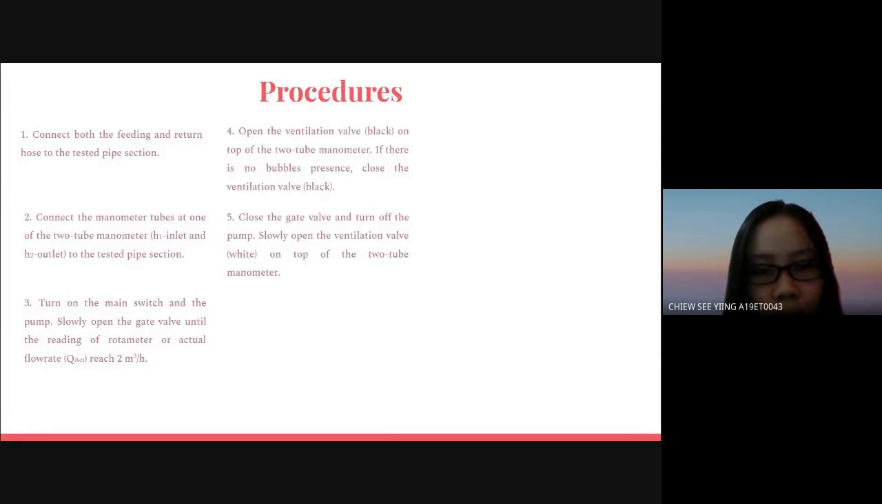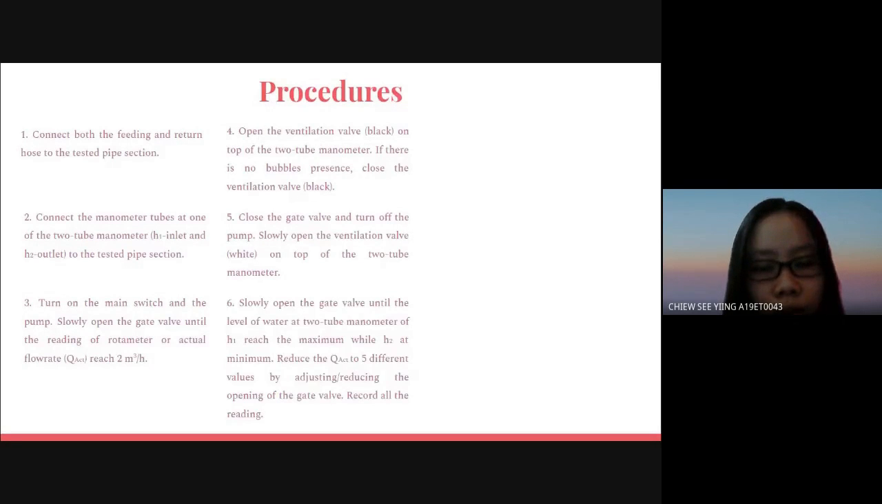Moreover, the white color ventilation valve on the top of the tube manometer is opened slowly until the preset minimum reading of the tube manometer reaches 25 mm for galvanized steel, 1 mm for copper pipe, 20 mm for PVC pipes, and 32 mm for PVC pipes.